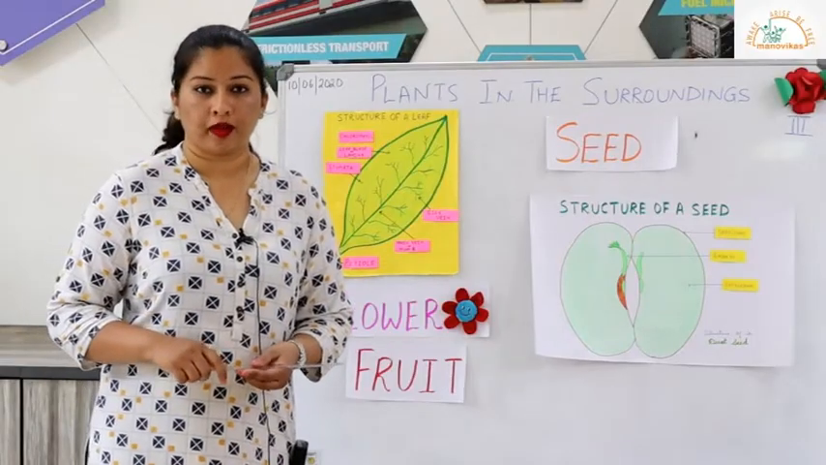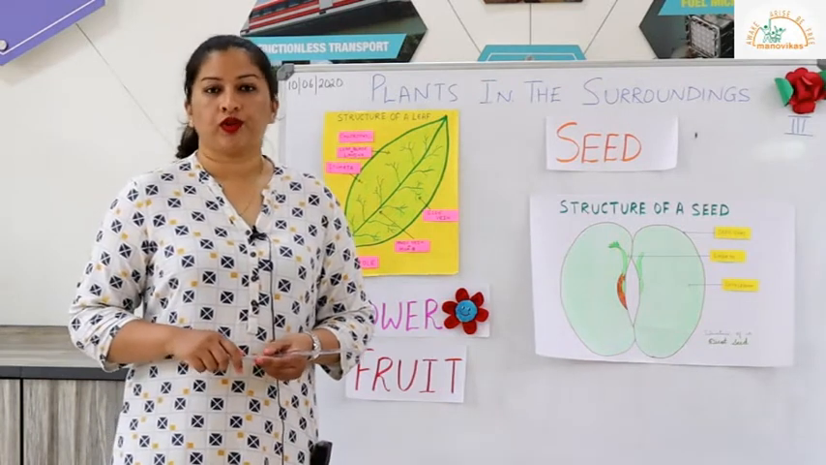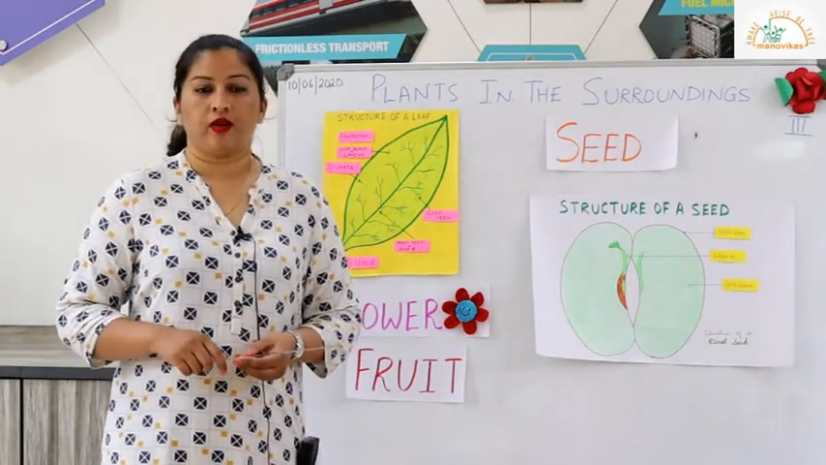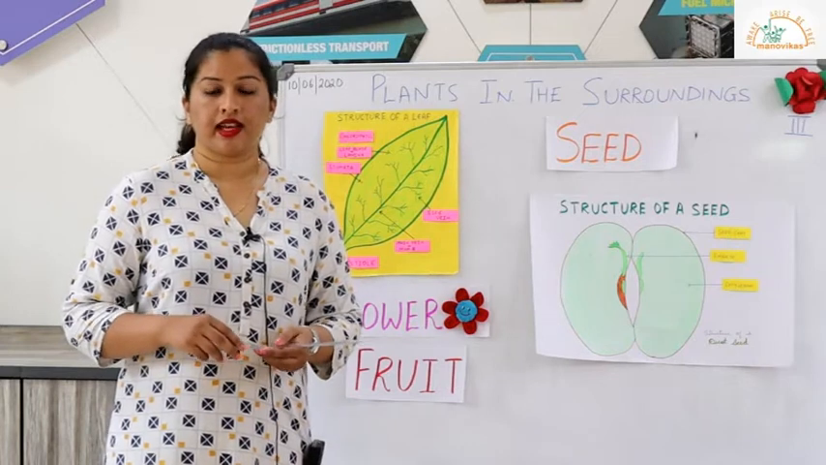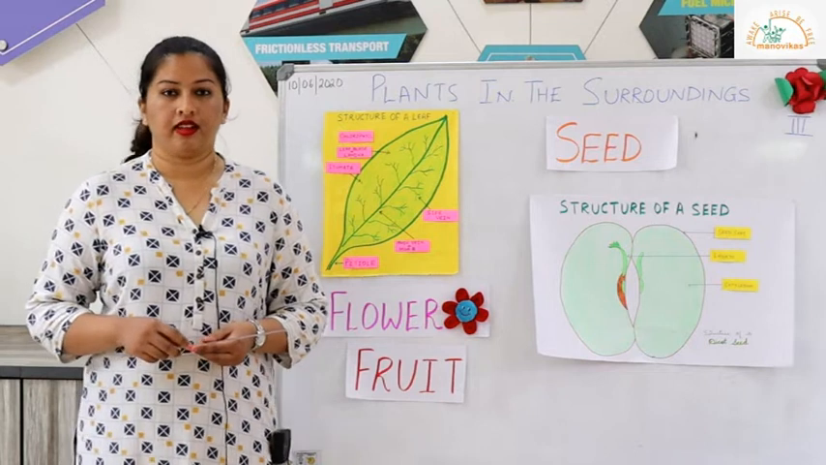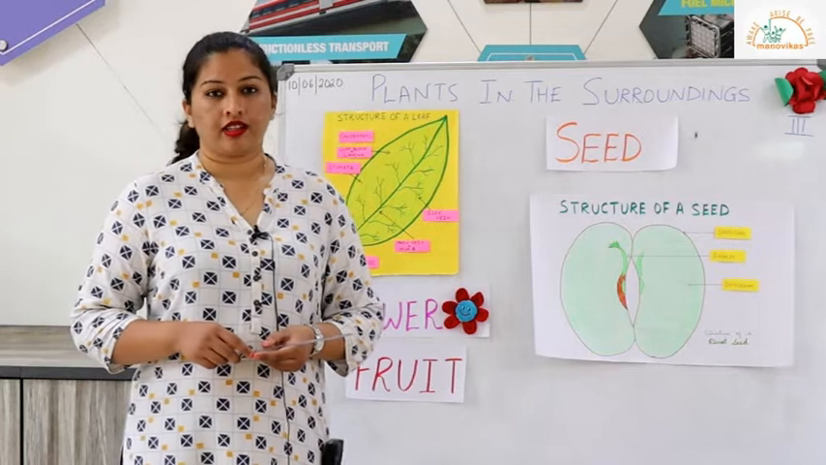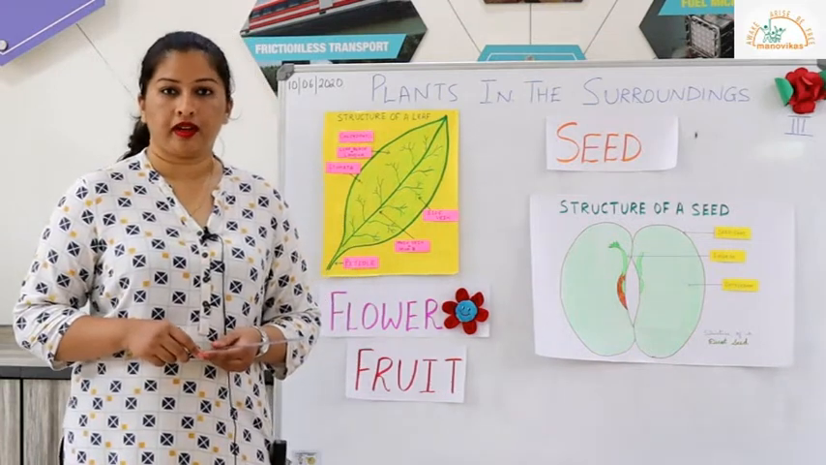Now that we are all caught up, let's move ahead with today's lesson. If you look around you, there are different kinds of plants. We will learn about flowering plants and non-flowering plants. Now, what are flowering plants? Flowering plants are plants that produce flowers. Flowers are the reproductive part of a plant.